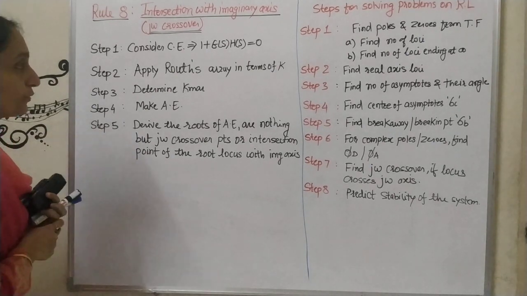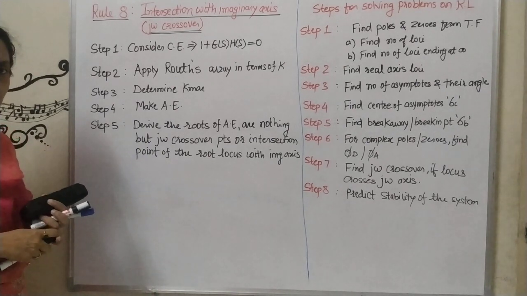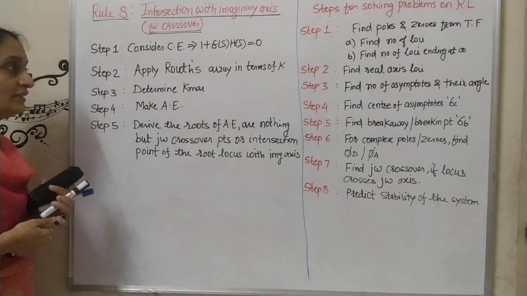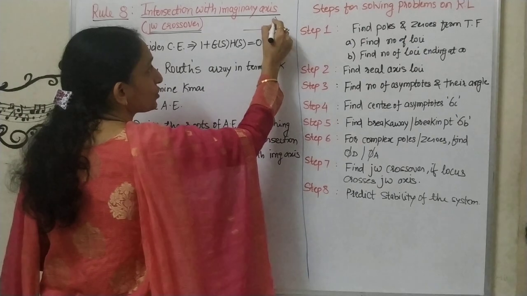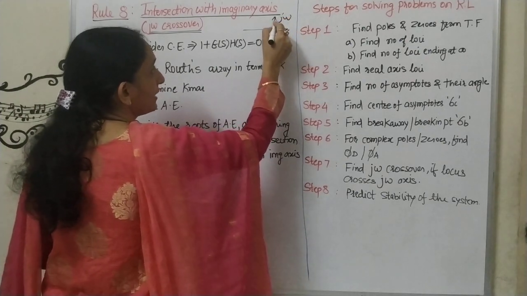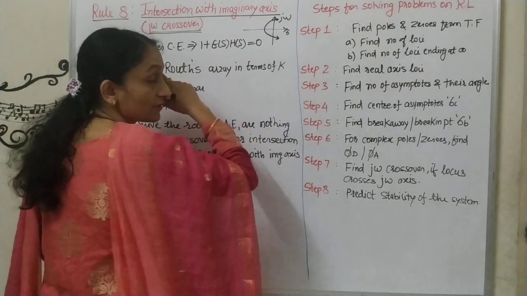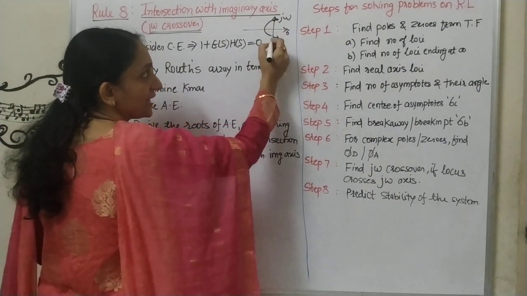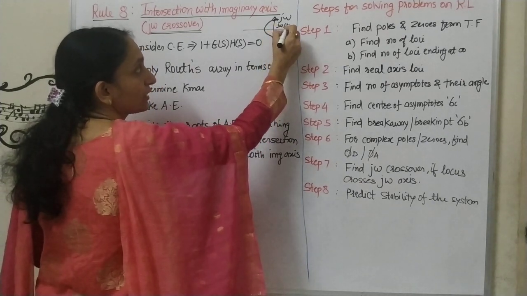Okay, so when root locus is intersecting with j omega axis, or I will say the point at which root locus is intersecting j omega axis. Just take an example. Suppose this is sigma j omega axis and I am drawing the root locus like this. Let's just imagine this is our root locus. So this root locus is intersecting j omega axis at this point. Okay, so this point is called as j omega crossover.